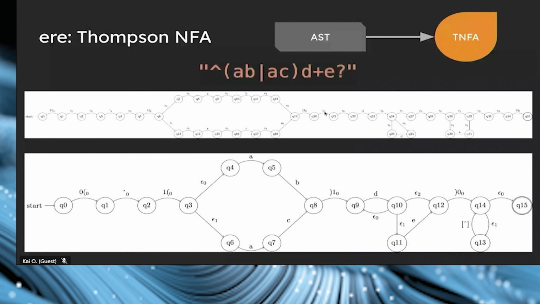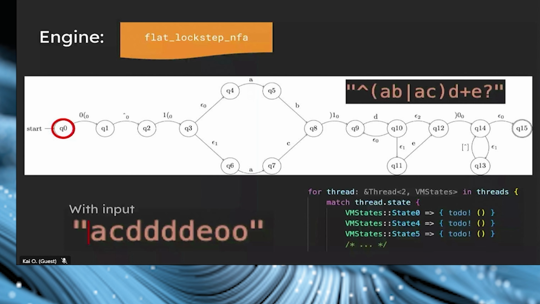We're at the start state, and this is one of the engines that I have, a flat, lockstep NFA. The reason it's flat is that all epsilon transitions occur at once, and the reason it's lockstep is that all threads are always at the same point in the input. But I'll just show that on the diagram.